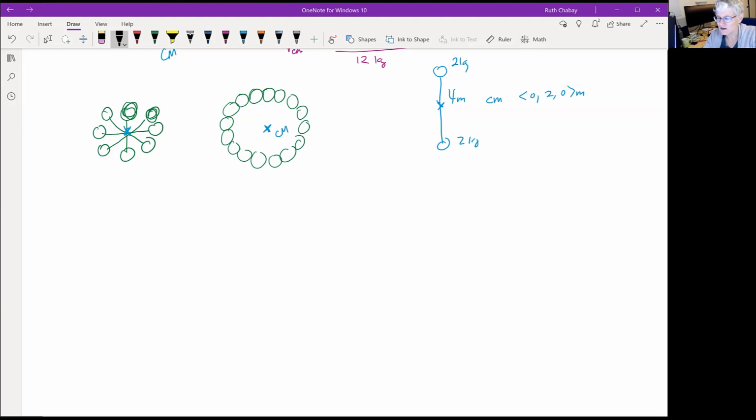Now we can get a center of mass of objects that are not composed of discrete objects, and I wonder if this is what Alexander was asking. So suppose we just have a hoop here that's a continuous hoop.